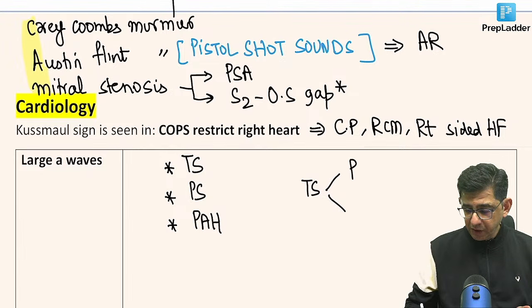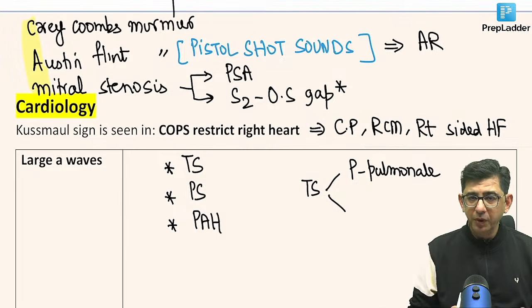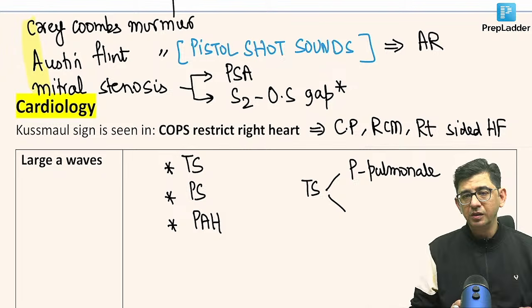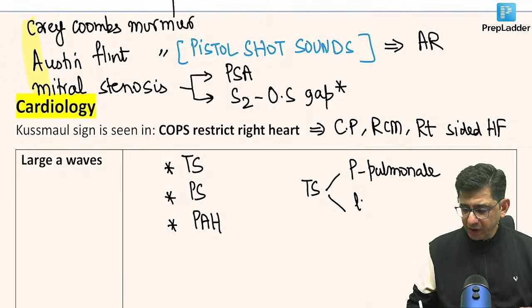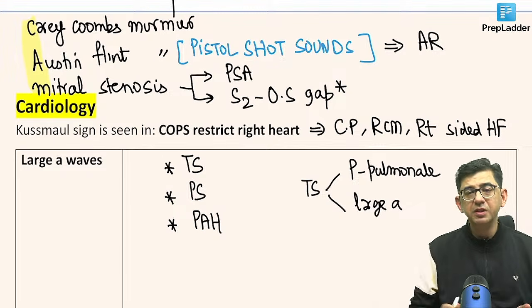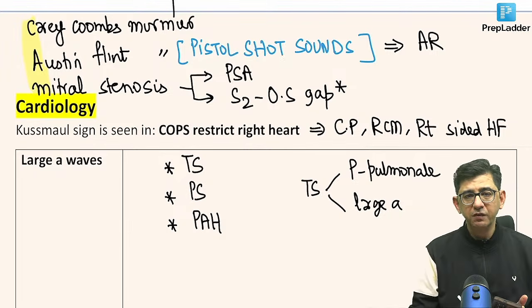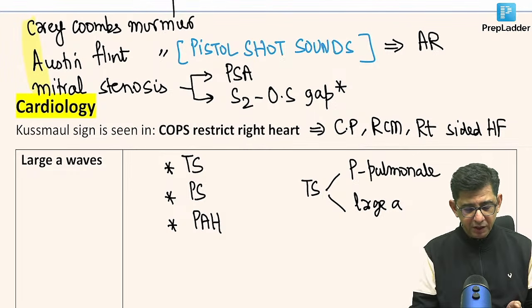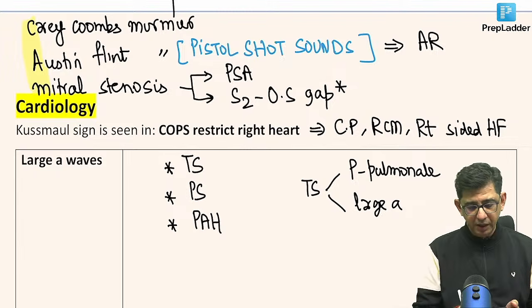इसमें जो P wave की height होती है वो भी बढ़ जाती है और A wave की height भी बढ़ जाती है. So when the P wave height will increase, we will call it P pulmonale. And in case the size of the A wave will increase, then we don't have any fancy terminology for it. We will simply be saying the word large A waves present here. So the message here is large A waves are seen with respect to obstructive lesions in the right side of the heart. So that is one, guys, that I wanted to say for large A.